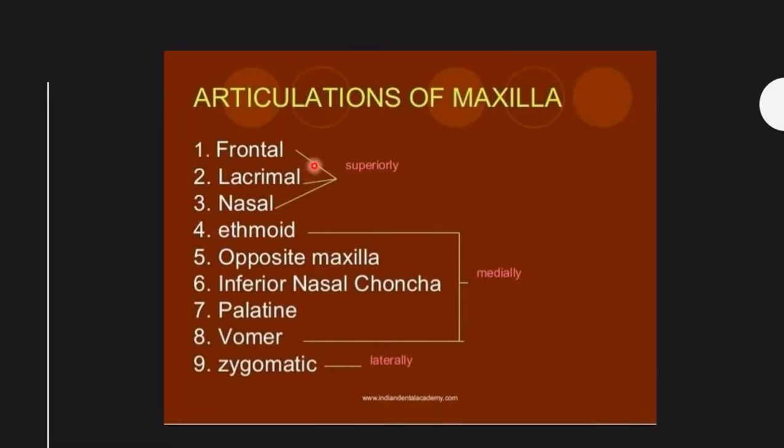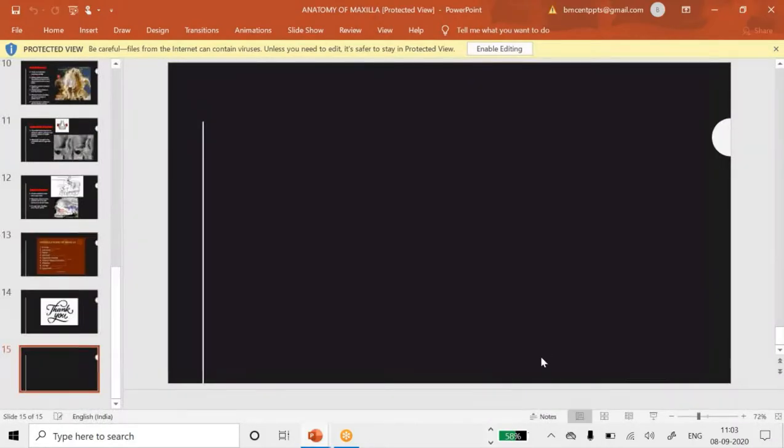So the articulations are frontal, lacrimal, nasal superiorly; inferiorly and medially are the ethmoid, opposite maxilla, inferior concha, palatine and vomer; and laterally is the zygomatic. There are 9 articulations of the maxilla. So this is how we have already revised this maxilla, but I completed it once again only for the sake of your advantage.